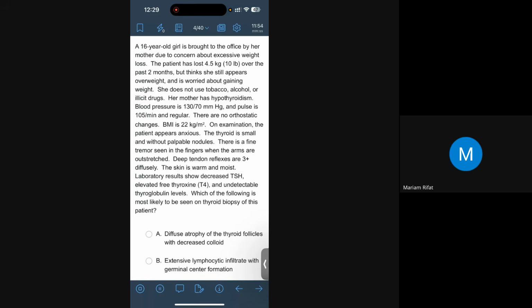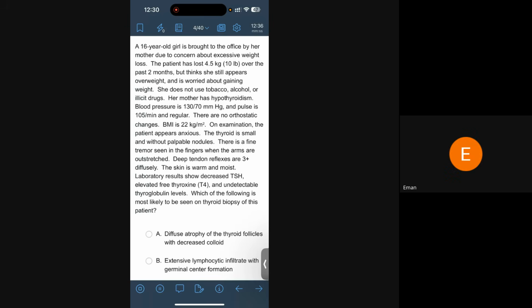On examination, the patient appears anxious, the thyroid is small and without palpable nodules. The patient is anxious. There is fine tremor. Deep tendon reflexes are elevated. Skin is warm and moist. TSH is decreased, free thyroxine is elevated, and thyroglobulin levels are undetectable. Okay. So what is the significance of thyroglobulin? How does thyroglobulin help us in this diagnosis?